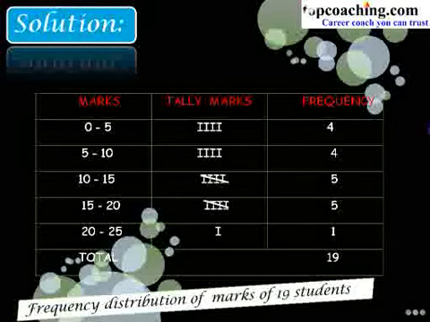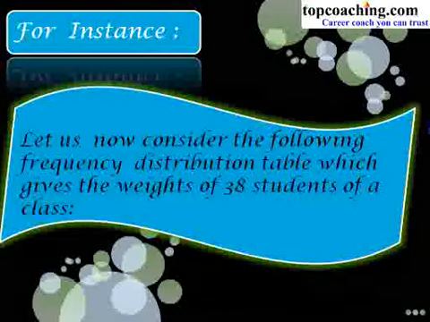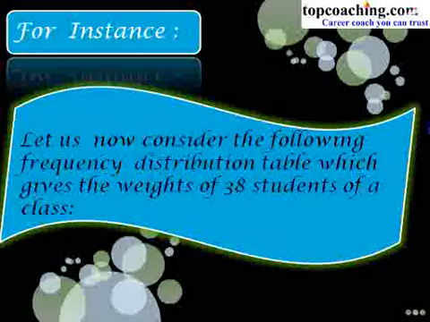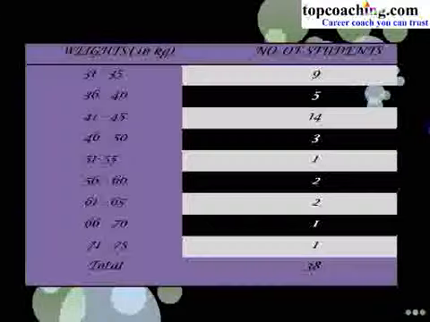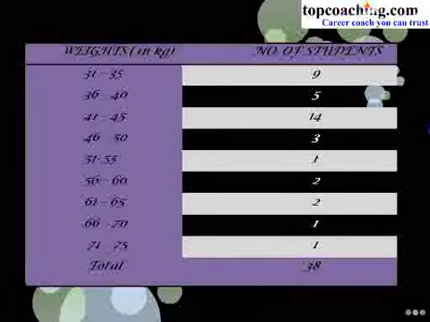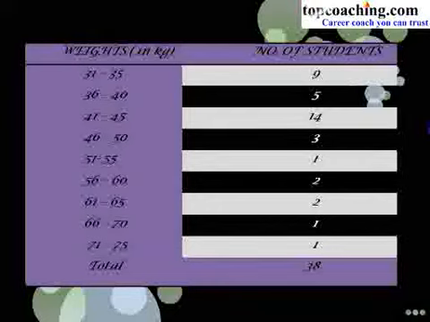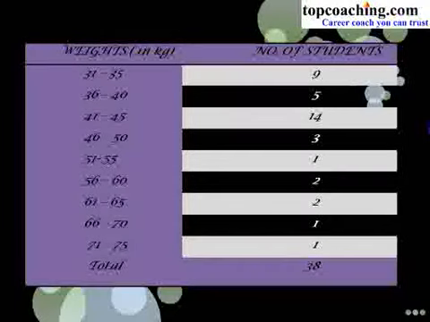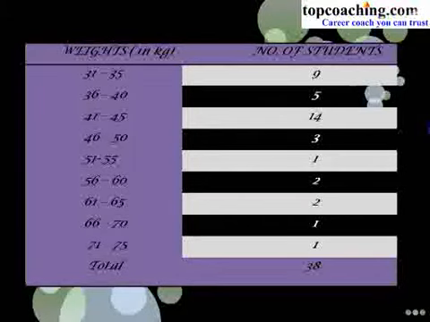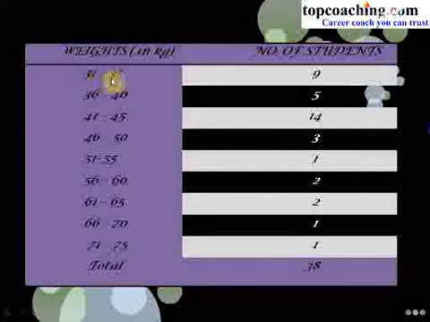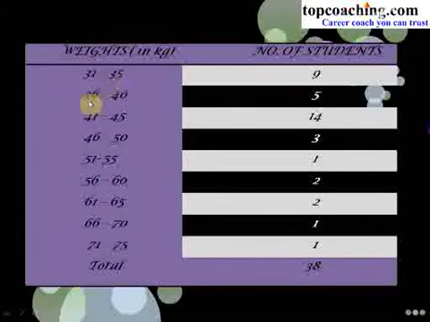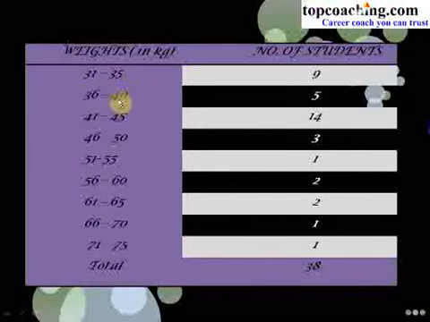Moving to our next and different example, let us now consider the following frequency distribution table which gives the weight of 38 students of a class. This is the table where we have weights in kg and number of students. There are a total of 38 students. In this table we can easily see the upper limit of the first class interval and the lower limit of the next class interval are not the same. That is 31 to 35 and 36 to 40.